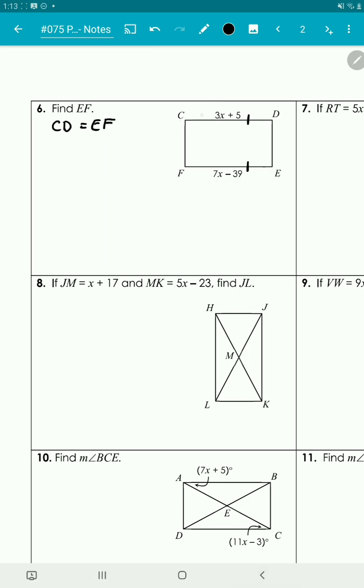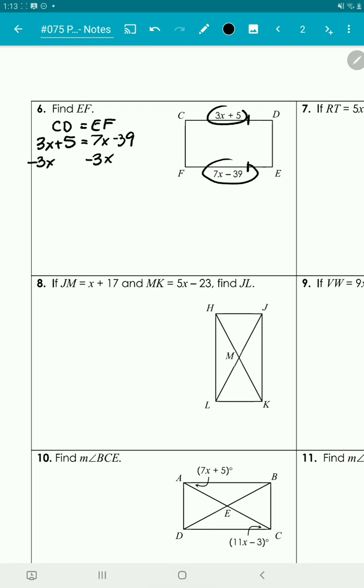Okay, so we know that CD is 3x plus 5, and that's equal to EF, so 7x minus 39. Okay, now let's try and solve. I'm going to move the 3x to the other side, and if you're having issues with solving for x, you need to let me know, and I will send you some videos to watch for that.